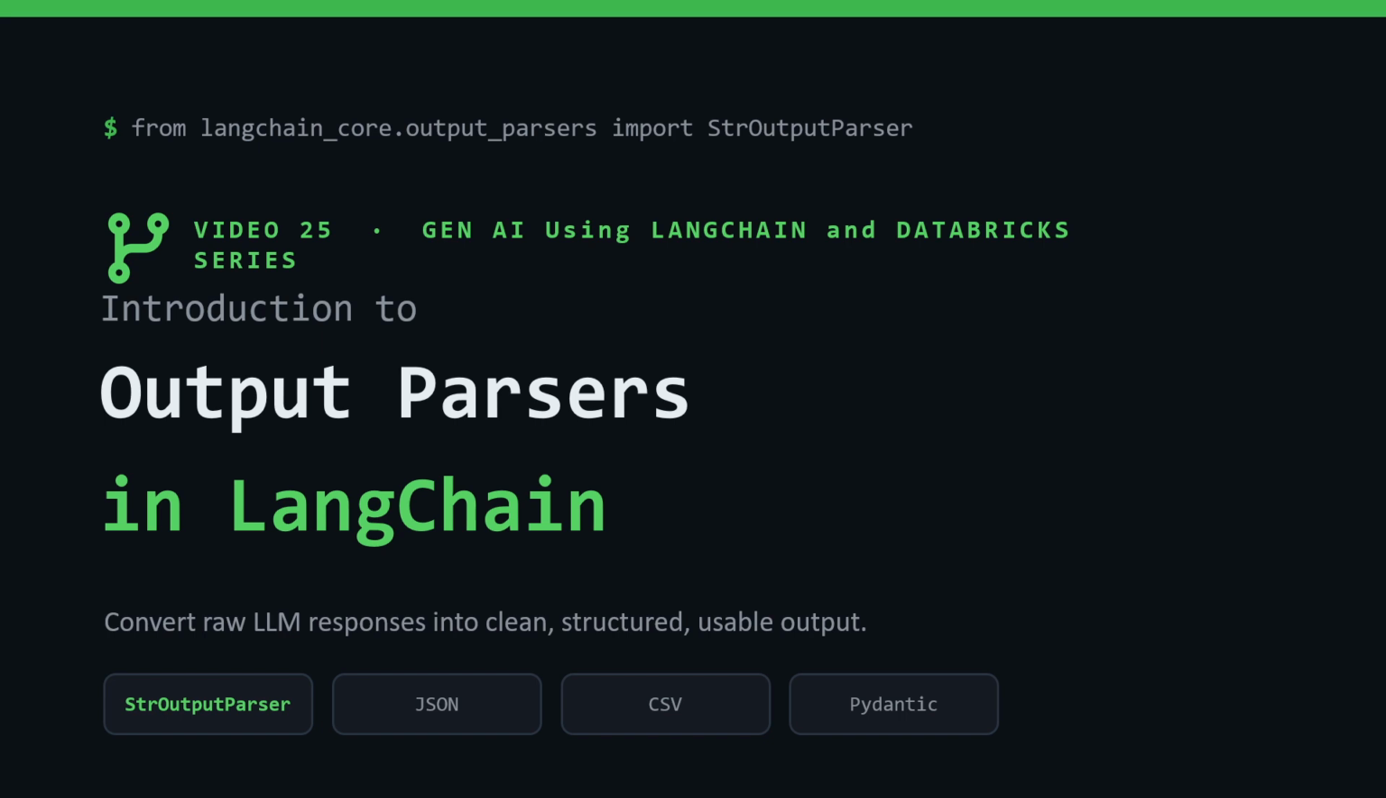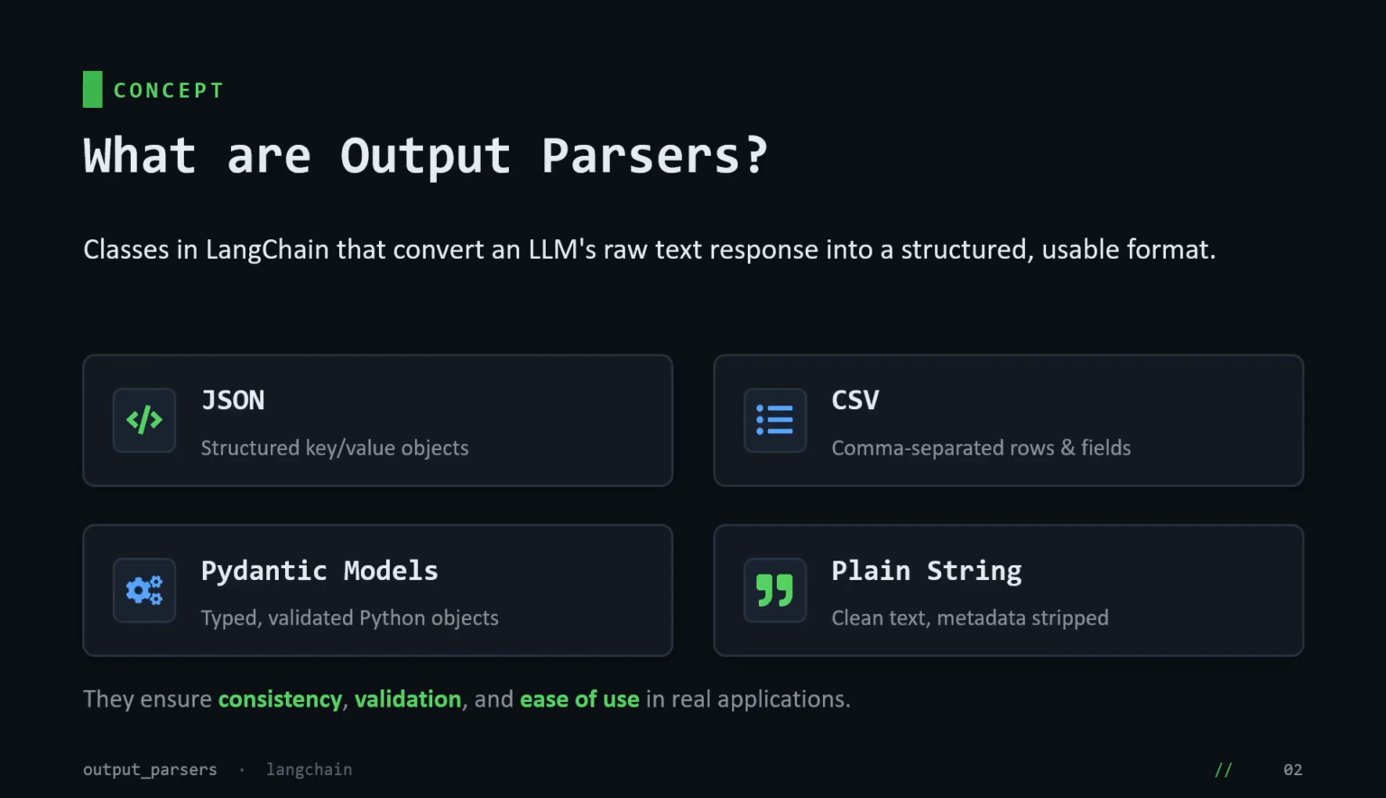Now there are a few LLMs which do not support structured output. They give their output in unstructured format. So in such a case, we use output parsers in LangChain. Whatever raw output we are getting, we can parse it and make it structured. So what are output parsers in LangChain? They convert the raw LLM response that we have received into clean, structured, and usable output.